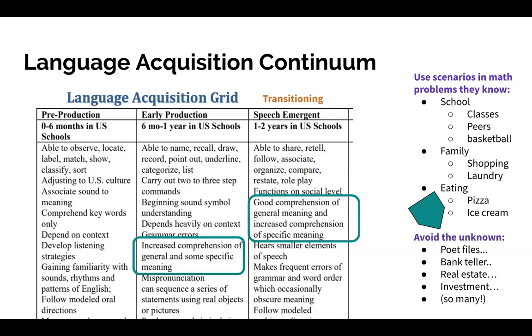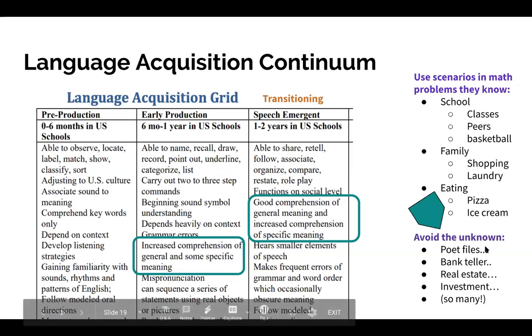So make the scenarios, like in word problems, familiar to them. For example, school settings, examples with what's going on in class, what's going on among their peers that they know. Talk about basketball or soccer or any of these sports. Family situations like shopping, doing the laundry, eating. I go a long way with pizza examples because they know what pizza is, ice cream, things like that.